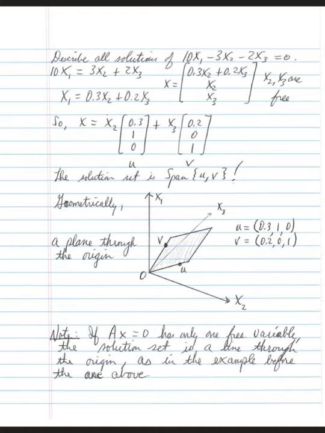Note, if your homogeneous equation Ax equals 0 has only one free variable, the solution set is a line through the origin, as in the example before the one above. That was one where we had an x3 times one vector, so that's what that ending paragraph here means.